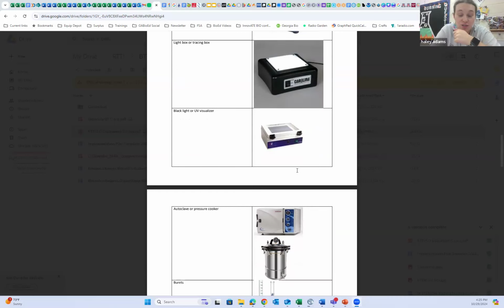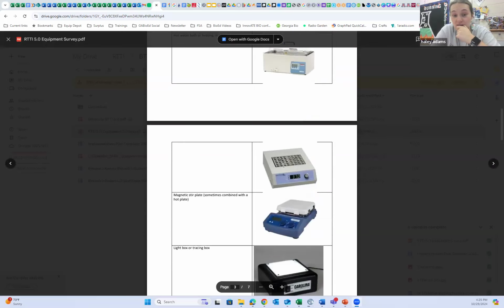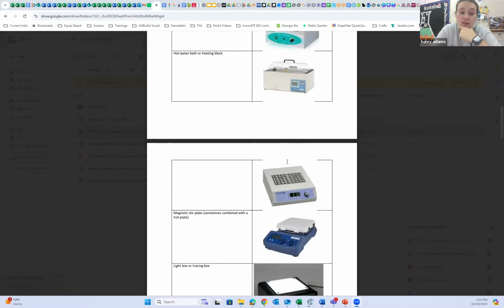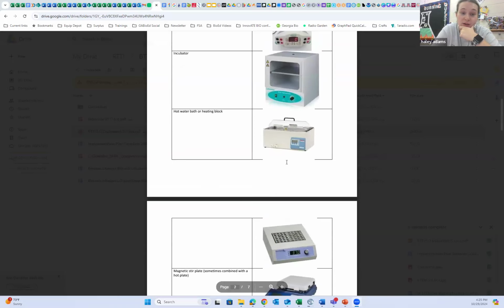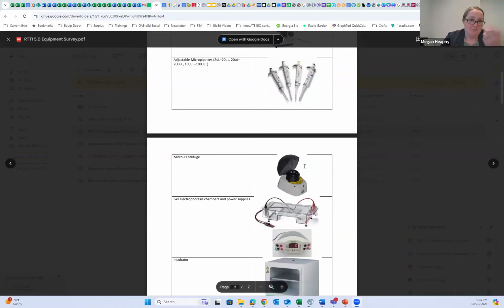Do you have a centrifuge in here? Because we don't have any of that stuff. We don't have anything here. Half that stuff we don't have. Wow, okay, that's crazy. Yeah, so I mean, you never know.